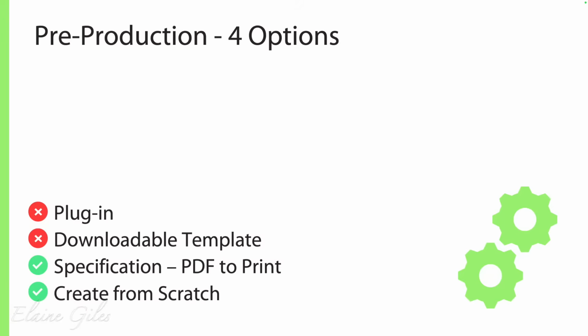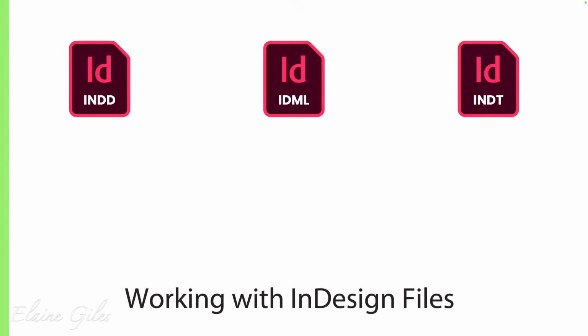There was downloading a plugin from various sites, so this would be your print service. Downloadable templates that you can get from many places. Specifications and creating from scratch. And last week we looked at the bottom 2. Now, downloadable templates, if you can download an Affinity template, great. But most of the templates that you come across are actually InDesign templates. So this time I will look at that because there are many InDesign templates available on the internet. Right, first thing you need to know, file formats in InDesign.